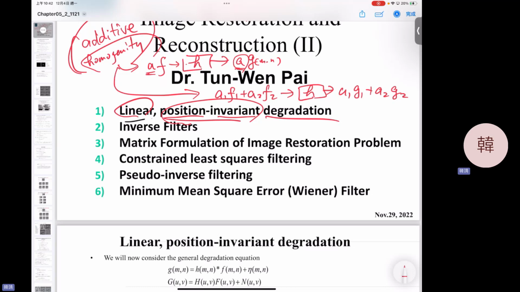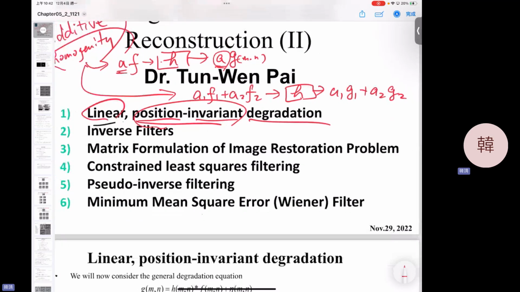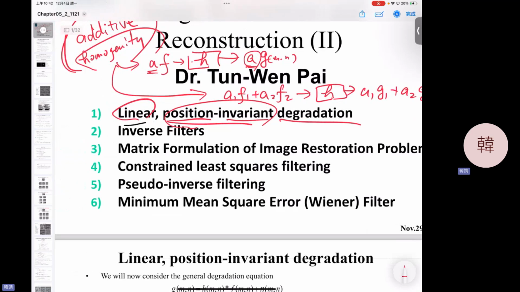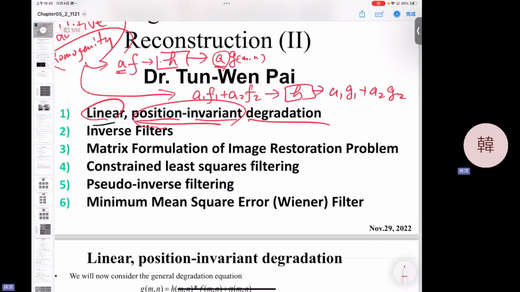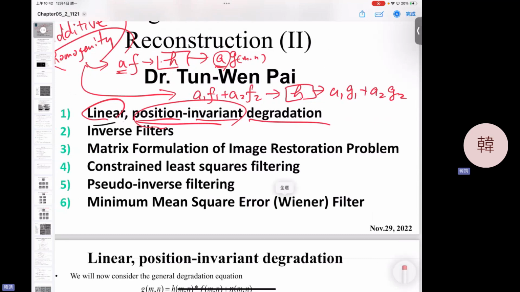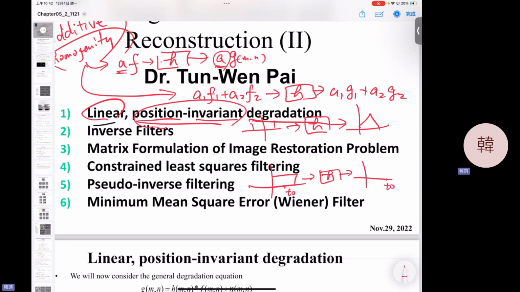To show that this is position invariant, for example, you have an image or a signal in one dimension. Input this into the system, and you get this degradation, like a square turning into a triangle. If you shift your signal to the right and pass it through the same system, the result will be the same. If you shift by t0 seconds, the output will also shift by t0 seconds.